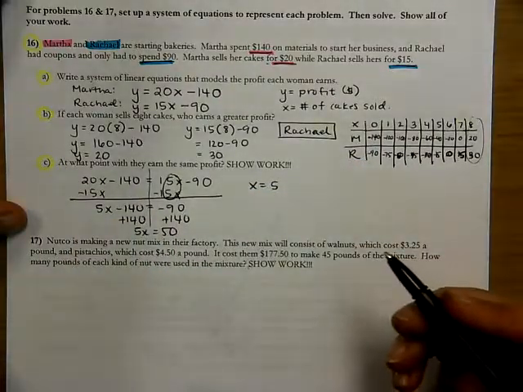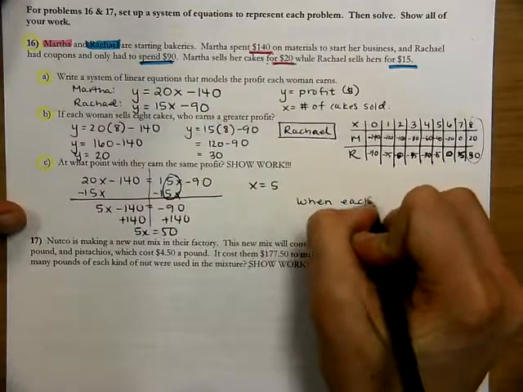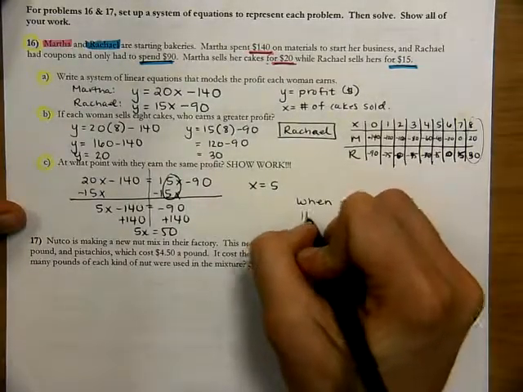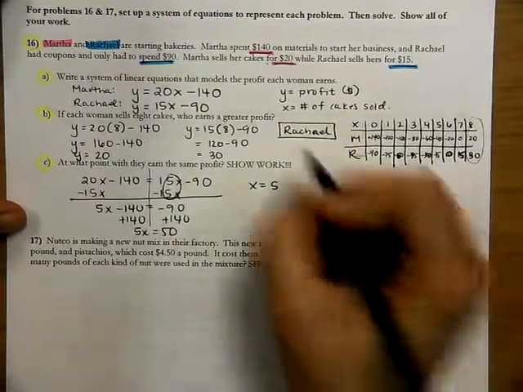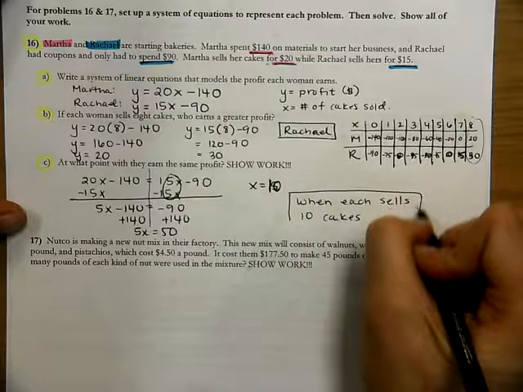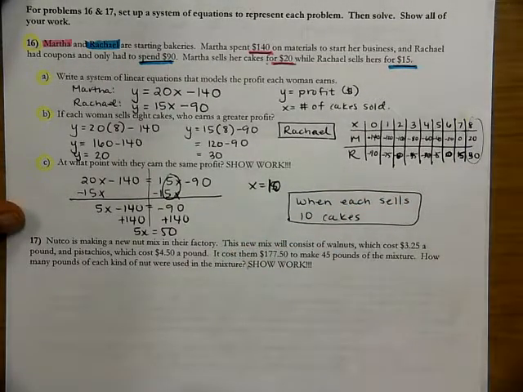So at what point will they earn the same amount of profit? When each sells 10 cakes. Ooh, not 5, that's 10. My bad. So when they each sell 10 cakes, they would have the same amount. And you could continue on in the table and find that point as well.